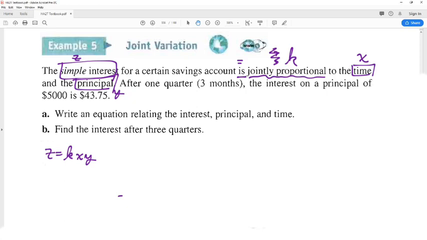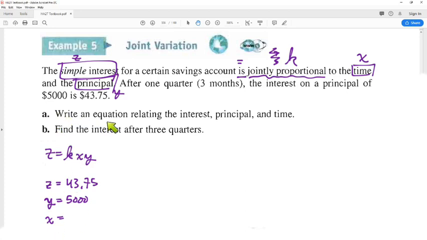All right, so let's read the rest of the stuff. It says after one quarter, which is 3 months, the interest on a principal of 5,000 is this. So the interest, which we identified as z, is 43.75. The principal, which we identified as y, is 5,000. Do we have an x? I mean, that's just a natural question. I'm hoping that you have. What is the x? Because you see that we found a z, we found a y, and if we were trying to find a k, we would need an x also. But let's find out if we actually need that x.